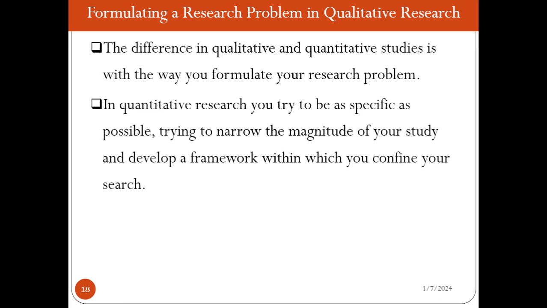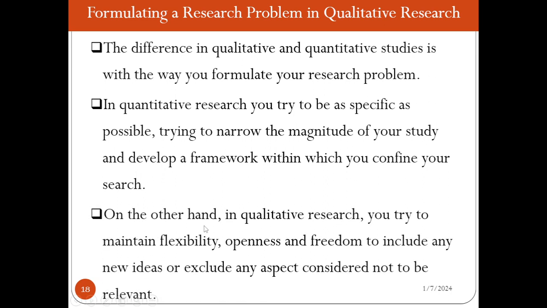In quantitative research, you try to be as specific as possible. Because we are dealing with numbers, we are definitely as specific as possible. We try to narrow the magnitude, which means the extent of our research study, and to develop a framework within which you can conduct your investigation. However, in qualitative research, you try to maintain flexibility, openness, and freedom to include any new ideas or exclude any aspects considered not relevant.